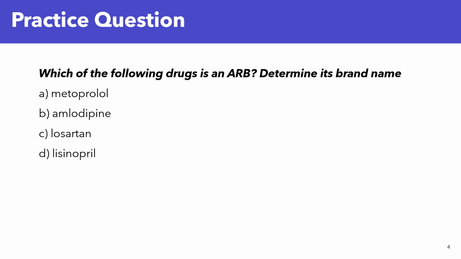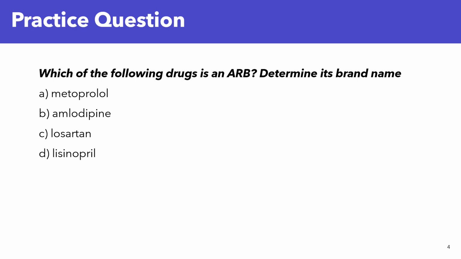Let's look at this practice question together. Which of the following drugs is an angiotensin receptor blocker? Determine its brand name. A. Metoprolol, B. Amlodipine, C. Losartan, D. Lisinopril.